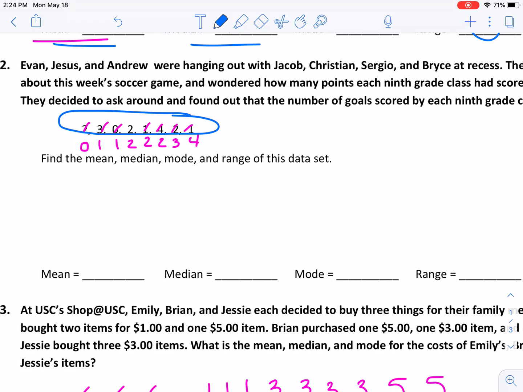Mean is the average. I add up all these values. When you add up all the values, you should get 15. And I'm going to divide it by 8 since there are 8 pieces of data. 15 divided by 8 is 1.875.